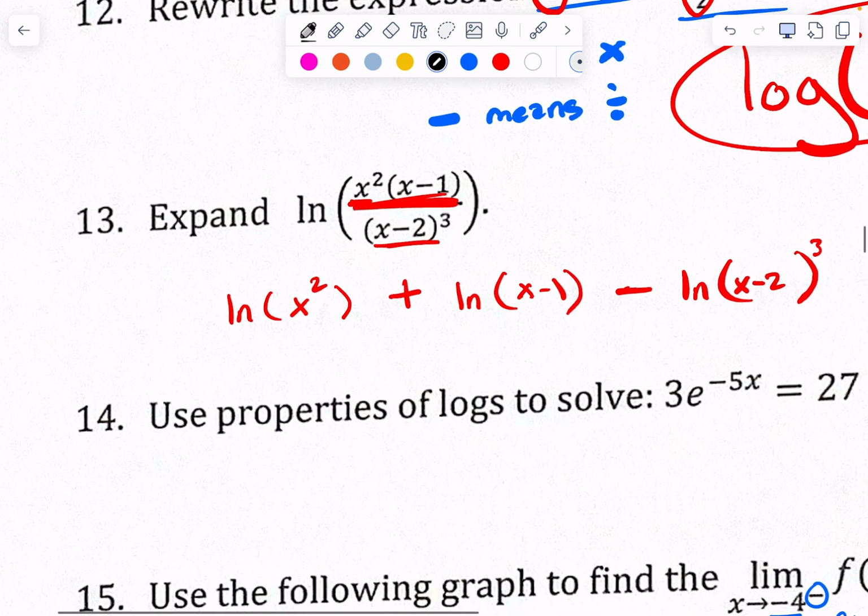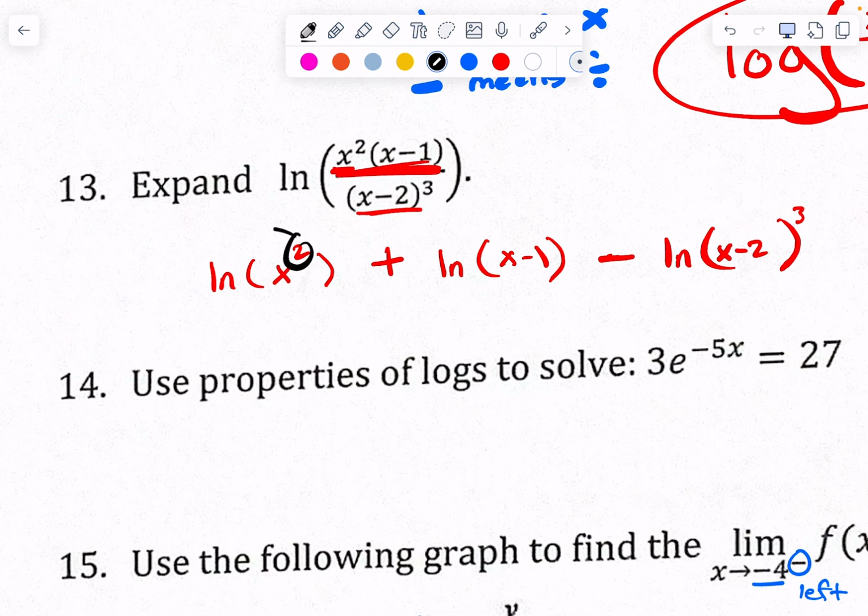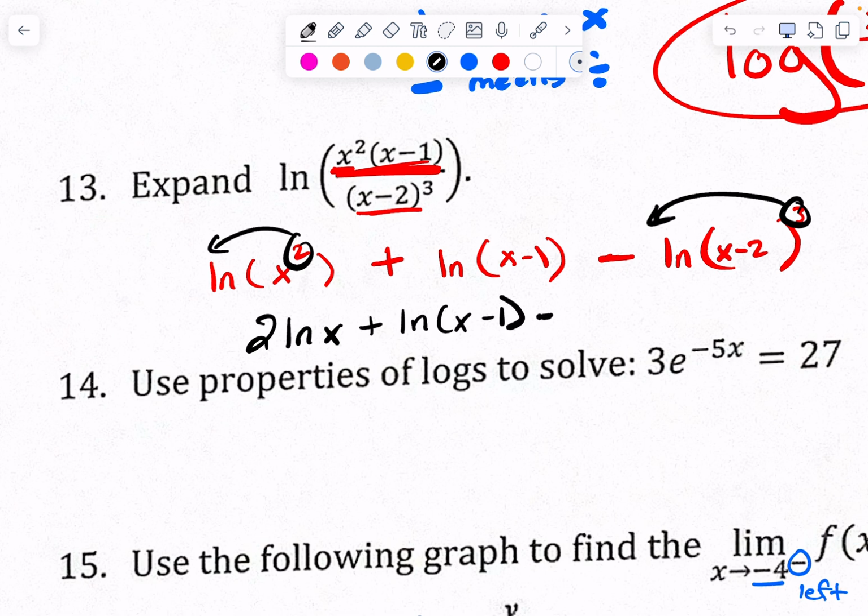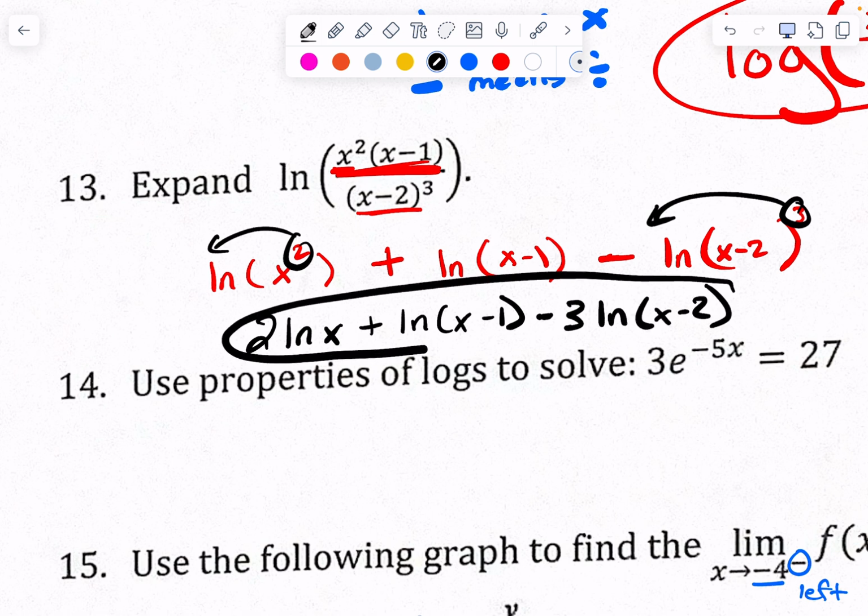What else? Exponents in front. Yep, that's the last thing. So it's exactly the opposite steps as what you did before. So 2 ln x. I don't really need parentheses around my x because it's only one piece. Do you need parentheses around the x minus 1? Yes. Because otherwise, if you do x minus 1 like that, it's ln of x and then minus 1. You want it to do the x minus 1 first, so that has to go in parentheses. Minus 3 ln of x minus 2. Same thing, it needs parentheses, and that's it.